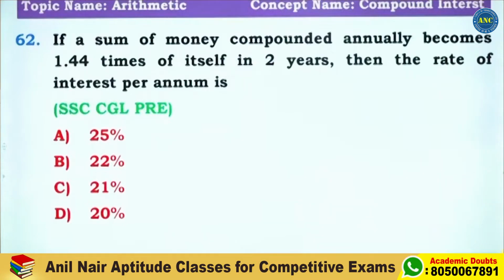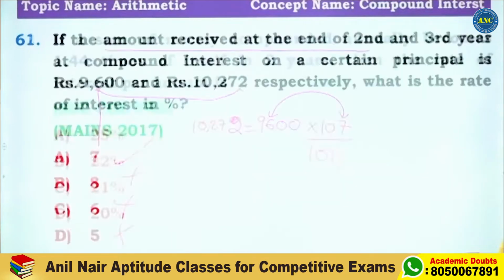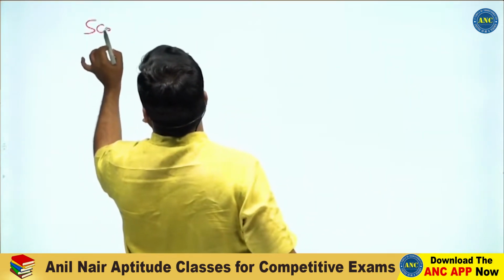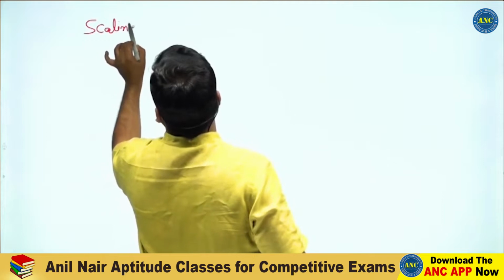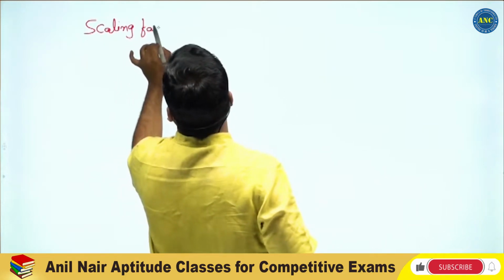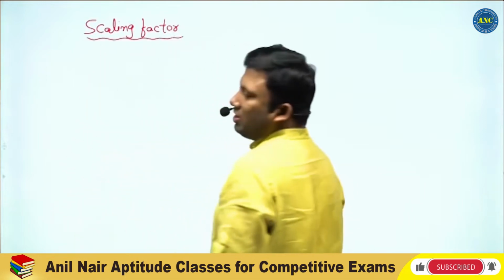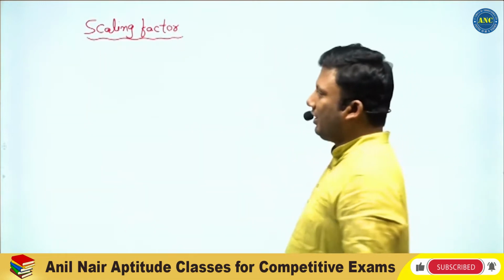If a sum of money compounded annually becomes 1.44 times of itself. We have already discussed the concept of scaling factor, but I will repeat it for 2 minutes. Already we've done a lot of problems. Today we will do the previous year questions based upon this concept of scaling factor.